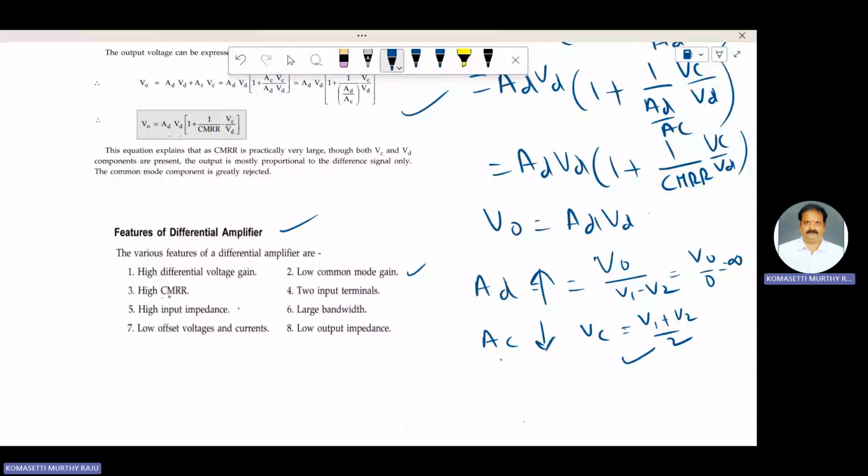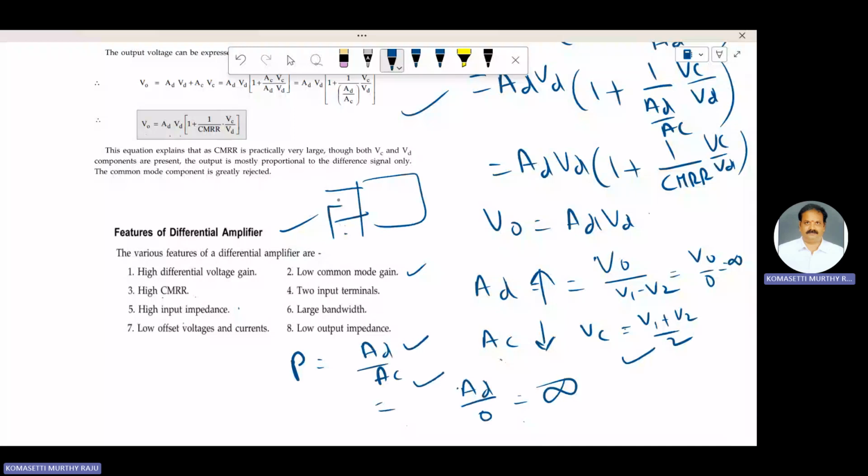Low common mode gain, high CMRR. CMRR is represented by rho is equal to AD by AC. AD is a high value, AC is a low value, so rho is a high value. Next, two input terminals. The differential amplifier has two input terminals. These two input terminals are under open circuited condition, therefore high input impedance.